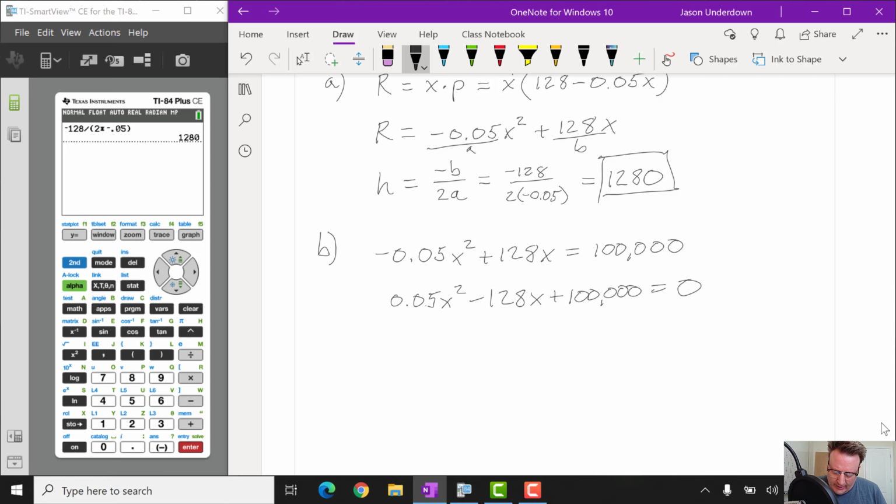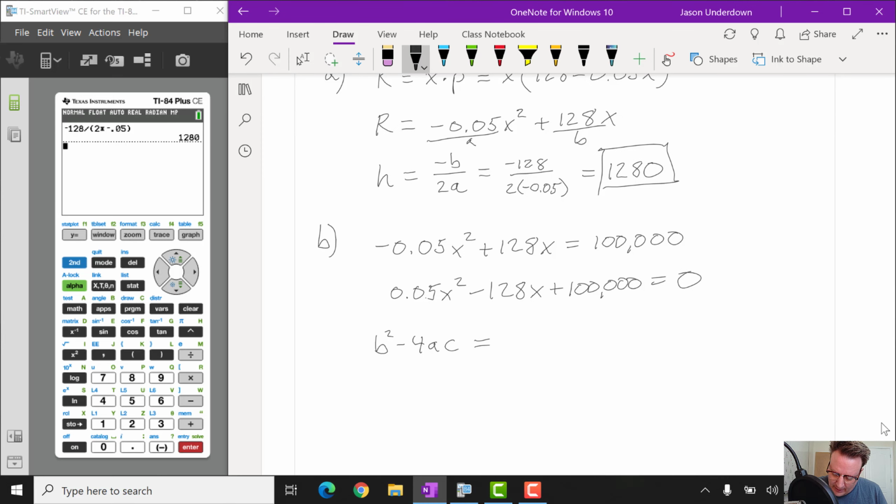So let's compute the discriminant, and let's see. We want to compute b squared minus 4ac. Let's see, what is this going to be? So here's my b, this negative 128. Here's my a, and here is my c. So b squared, that's going to be negative 128 quantity squared minus 4 times a, which is 0.05, times c, which is 100,000.